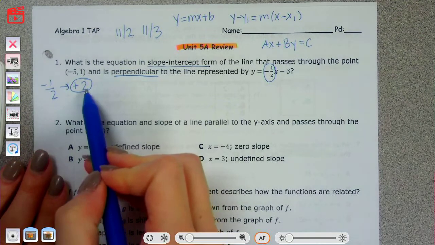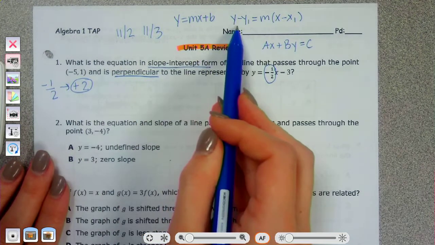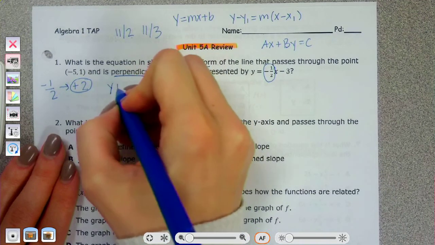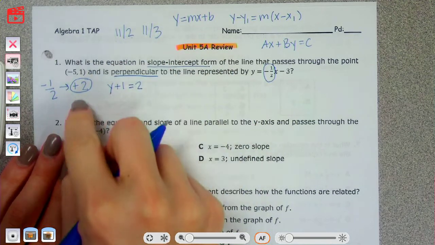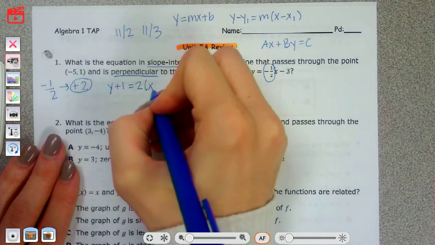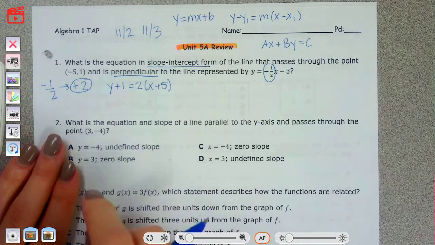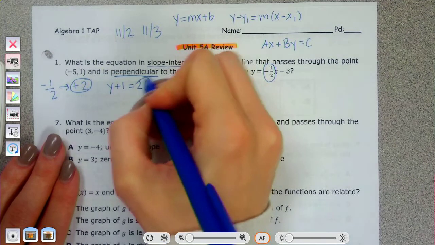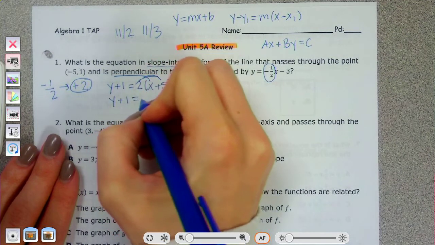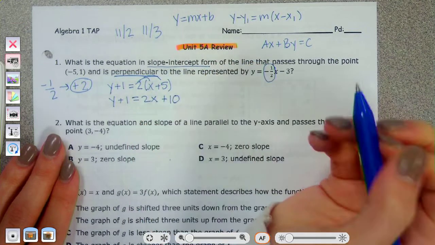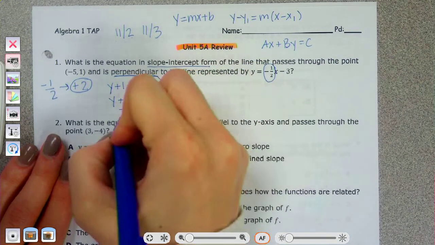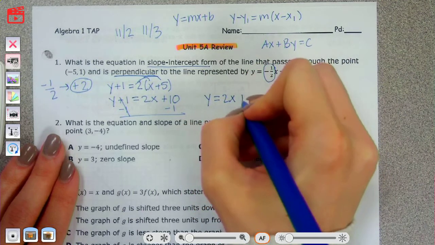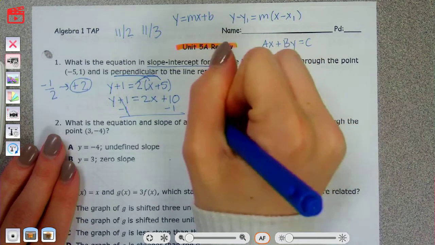So I've got a slope and a point. I'm going to put it in this point slope form, and then I'll convert it to slope-intercept form. So we have y plus 1 equals positive 2, because that's our new perpendicular slope, times x plus 5. But again, this is not the form we need. We need to convert it to slope-intercept form. So we'll distribute and get y plus 1 equals 2x plus 10. We're going to need to subtract this 1 from both sides, and we end up getting y equals 2x plus 9 as our answer. And I'll box it right here for you.